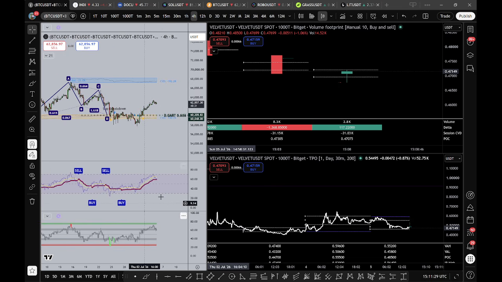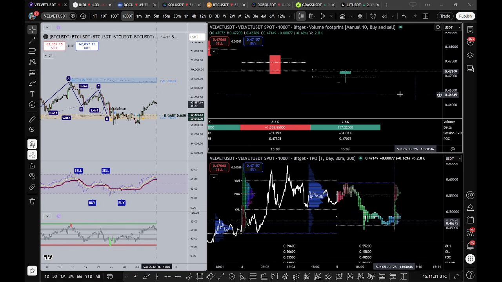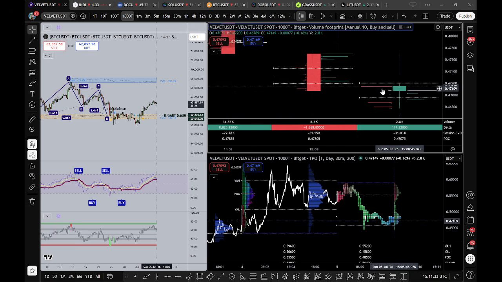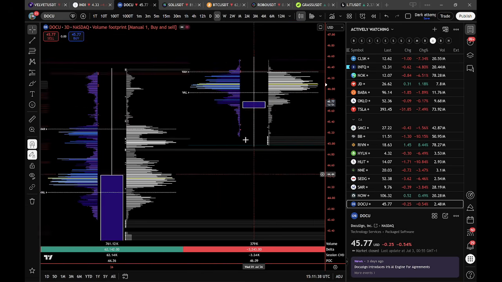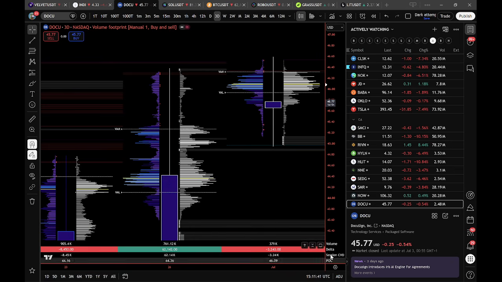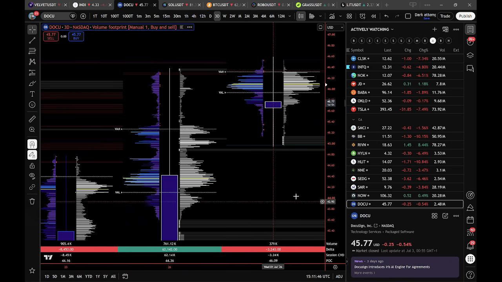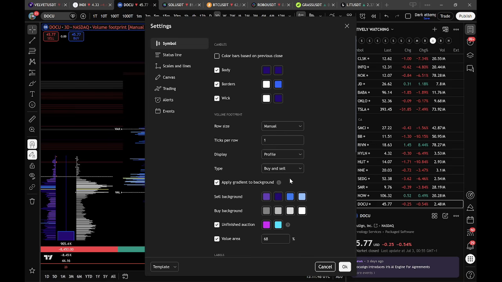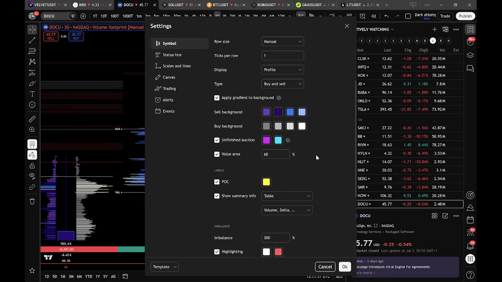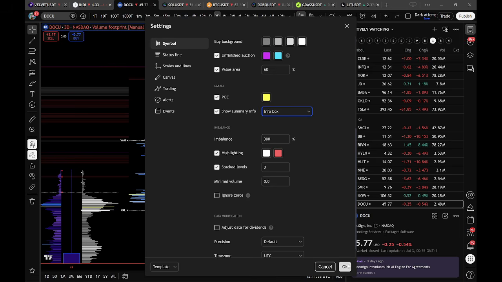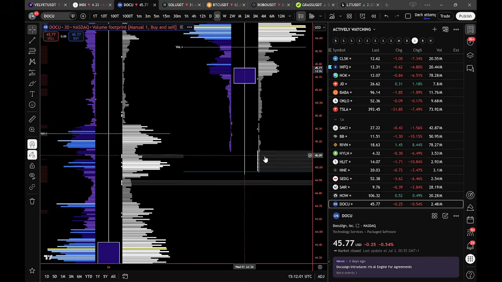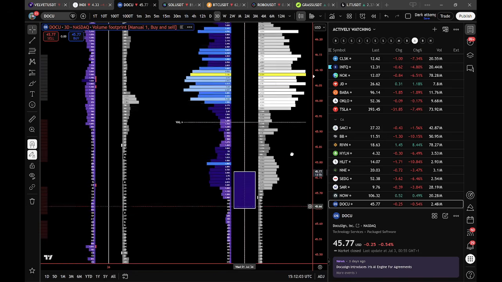Okay, cool. And in terms of your actual footprint, the only difference is in your settings, you have it displayed differently, right? Yeah, for the footprint charts, instead of the actual profile here, I've got everything so I can see the volume, the delta, the CVD, and the POC. If you want to apply this, right click on this, go to settings, and over here there's a table. Show summary info instead of info box, click on table. And then the rest is the same. If you go back to the info box, it will pop up back over here if I can zoom in far enough.